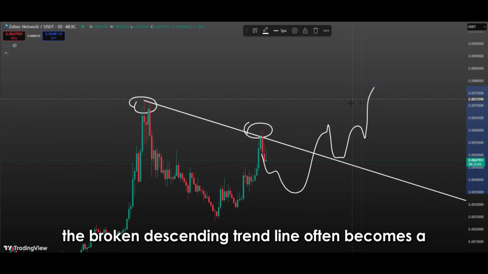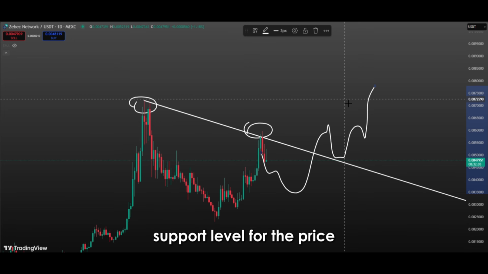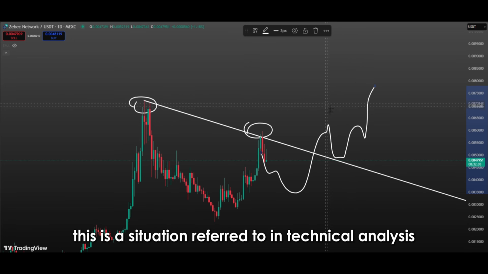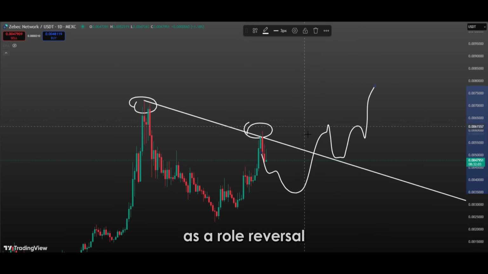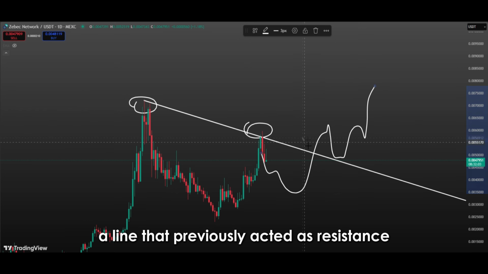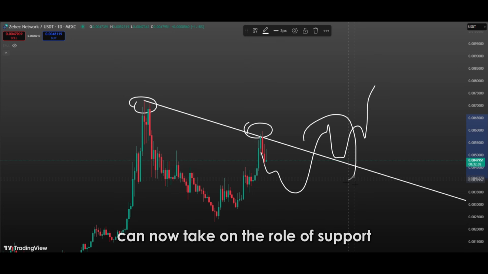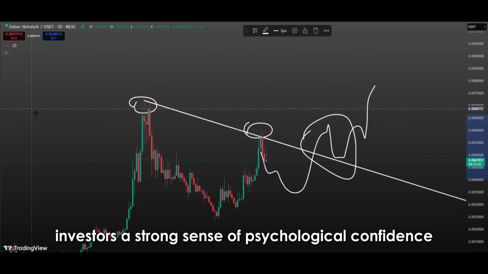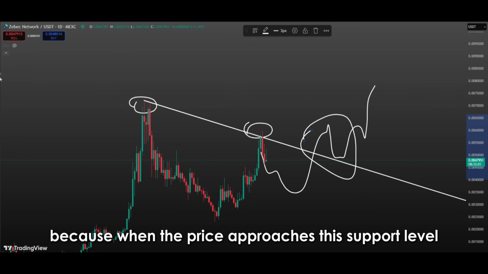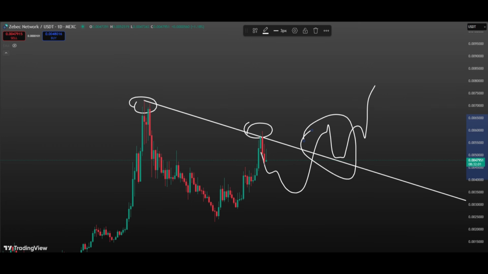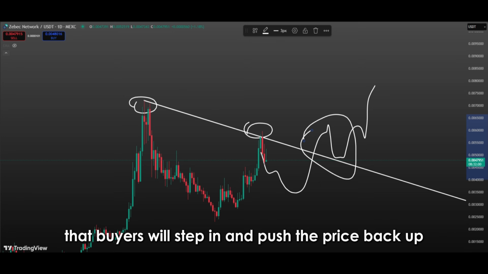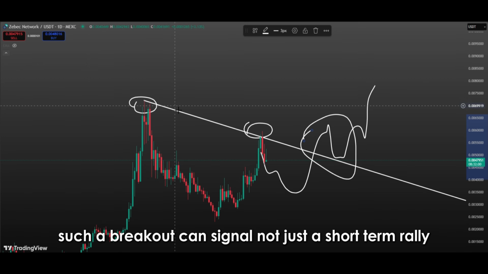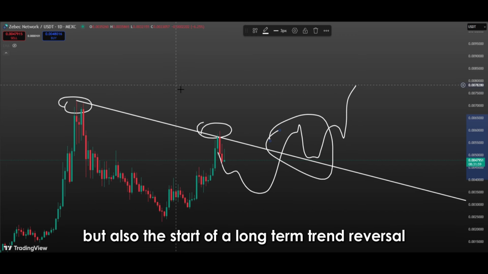The broken descending trend line often becomes a support level for the price moving forward. This is a situation referred to in technical analysis as a role reversal. A line that previously acted as resistance can now take on the role of support. This gives investors a strong sense of psychological confidence, because when the price approaches this support level, it is expected that buyers will step in and push the price back up. Therefore, such a breakout can signal not just a short-term rally, but also the start of a long-term trend reversal.